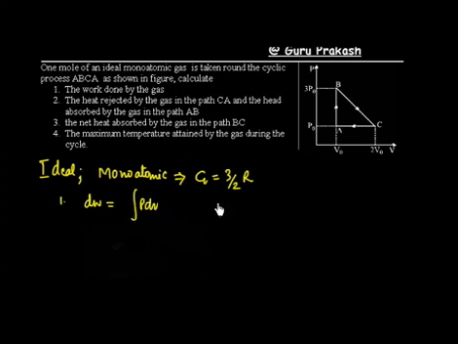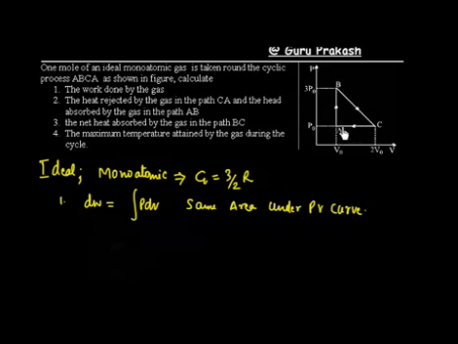This integral of P dV is the area of this cyclic process inside this PV diagram. If you remember, this is the same as the area under the PV curve. So if I somehow find the area, that will give the same answer.